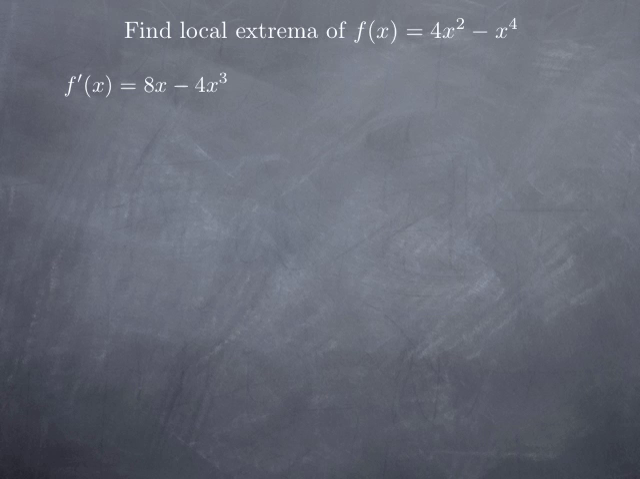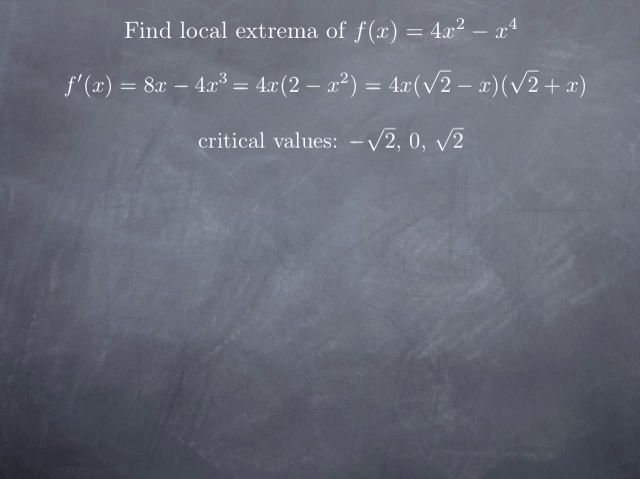To this end, we find the derivative, which is 8x minus 4x cubed, and try to find the zeros of the derivative. The derivative here factors as 4x multiplied by 2 minus x squared, and 2 minus x squared is going to be 0 either at positive root 2 or negative root 2. So we have three critical values: negative root 2, 0, and root 2.